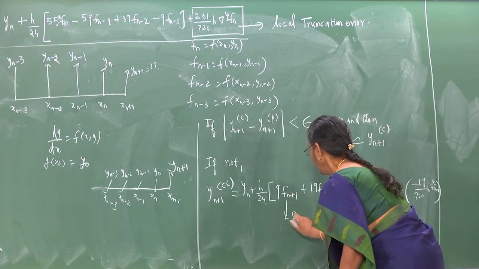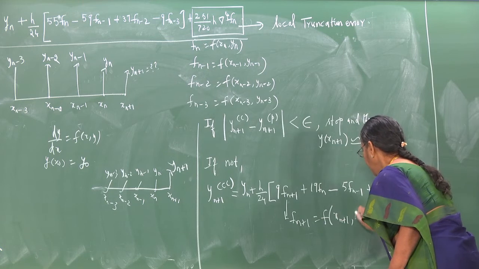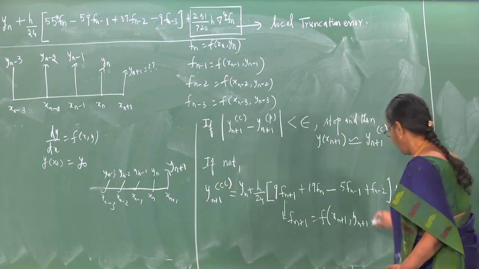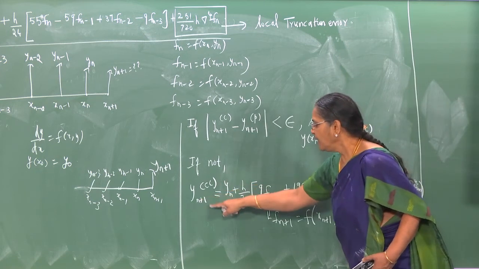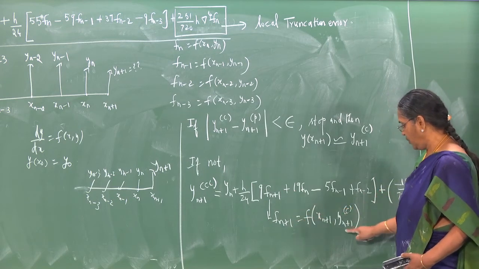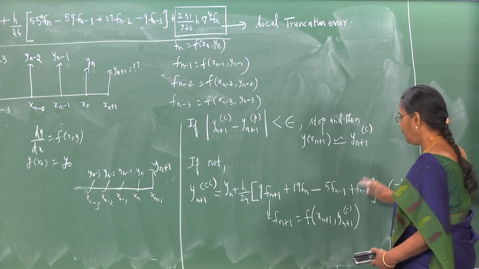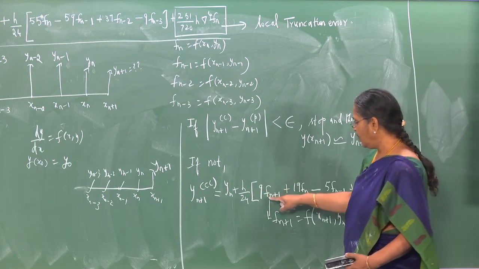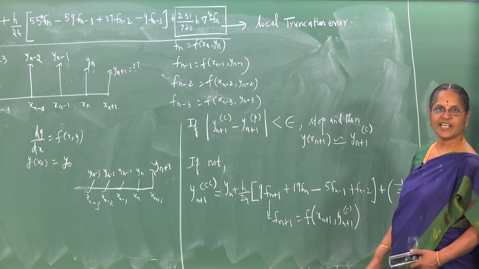Here the fn plus 1 is going to be f of xn plus 1, yn plus 1, but which yn plus 1 will you use? You have a first corrected value there, that is what you are recorrecting. So, you compute yn plus 1 double corrected value by evaluating fn plus 1, making use of the first corrected value of yn plus 1. The rest of the terms will be the same, there will not be any change. The only change will be at fn plus 1, which is now f of xn plus 1, yn plus 1 first corrected value.